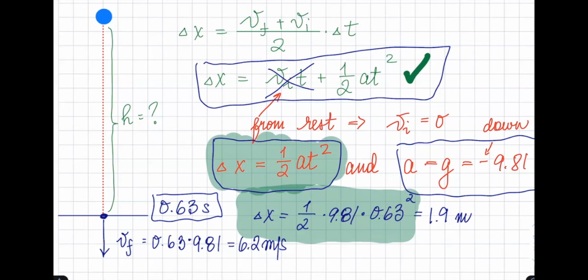If we were to find the final velocity, you had to do that for the ruler, the one that you were catching when you were figuring out your reaction time. V final is v initial plus acceleration times time, and in our case if it was dropped from rest, then initial is 0, so we don't even look at it, and acceleration times time is 9.81 times 0.63 seconds, which is 6.2 meters per second, and it's downwards because acceleration was downwards. So this was for the drop of the ball to figure out the height of the room.